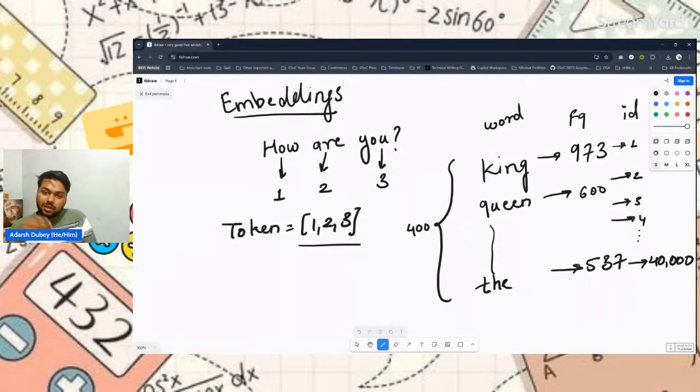But that's not how English works, right? English doesn't just have 40,000 words, it has more than a million words. So you can create a vocabulary, but you need to create it of 1 million words. Is that even possible? That will require a lot of computation and a lot of time. And will it be worth it? So this is simple word tokenization.